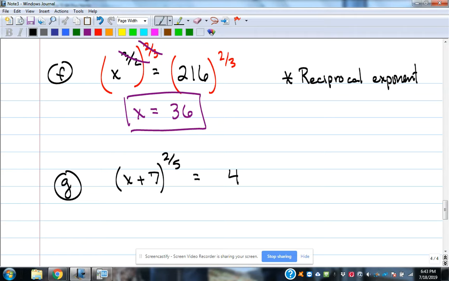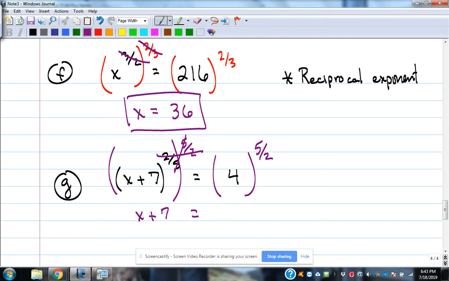Now, is the part that has the rational exponent by itself? Yeah, it is. So I can get rid of that rational exponent by using the reciprocal power, which would be 5 over 2. We just flip that fraction. 2/5, the reciprocal is 5 over 2. The beautiful part is that these cancel each other out. And that leaves me x plus 7 on that side.